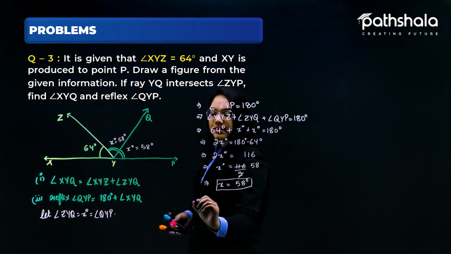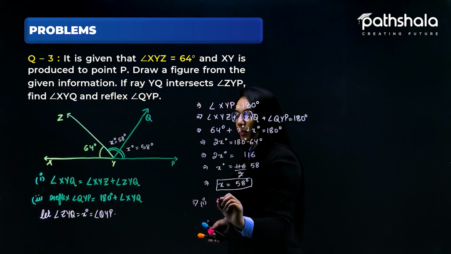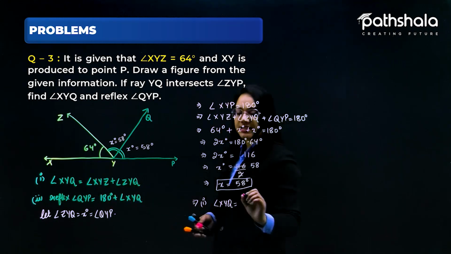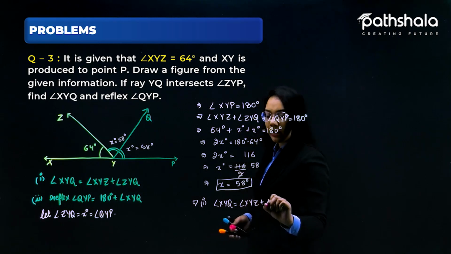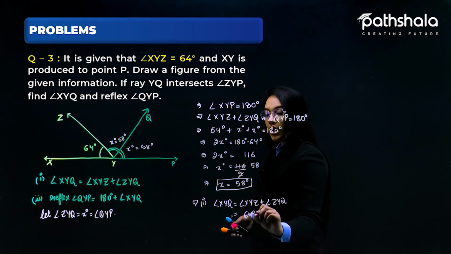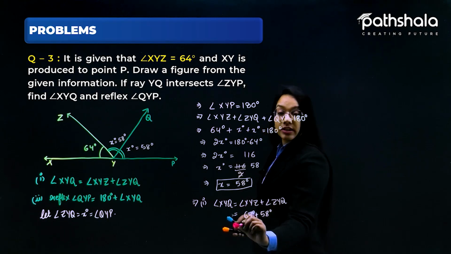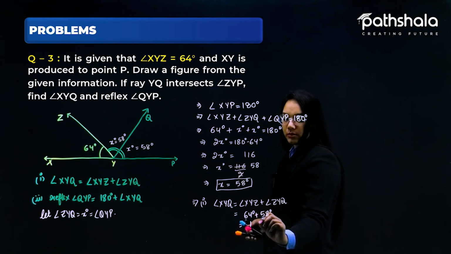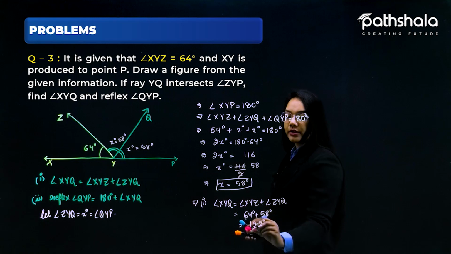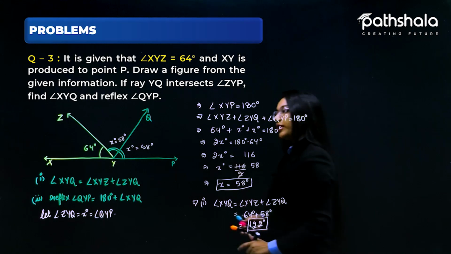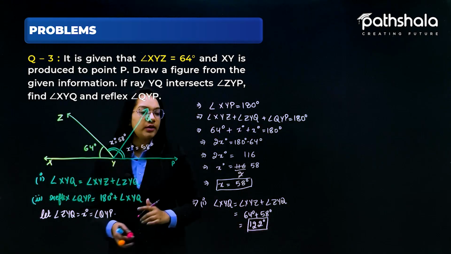So for the very first part we have to find the angle XYQ, and we know that the angle XYQ is the sum of XYZ plus the angle ZYQ. So we can plug in the values: 64 degrees plus 58 degrees, which comes out to be 122 degrees. So at the end, we are getting XYQ as 122 degrees. So this whole sum is 122 degrees.